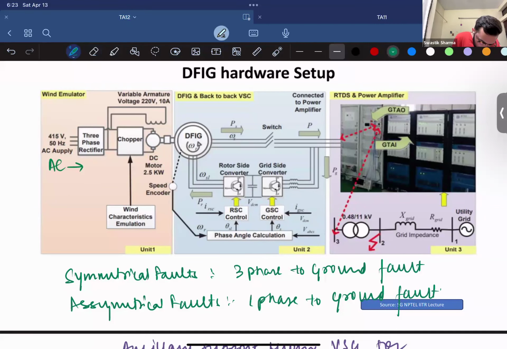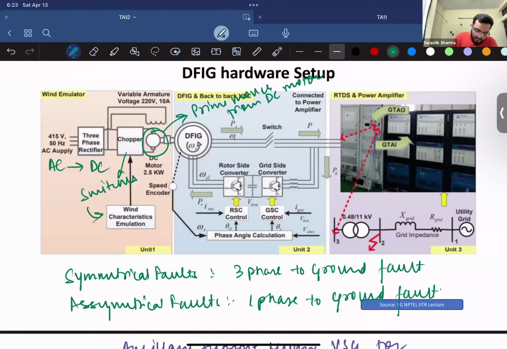So AC is first converted to a DC. Sorry, which is then connected to a DC motor, and this DC motor is connected to a chopper. And in this chopper, the switches are simulated according to this wind characteristic simulation tool. Now, based on this, the turbine is rotated using this prime mover from the DC motor, and it rotates this DFIG, which is a double fed induction generator.